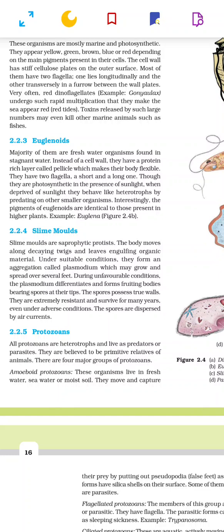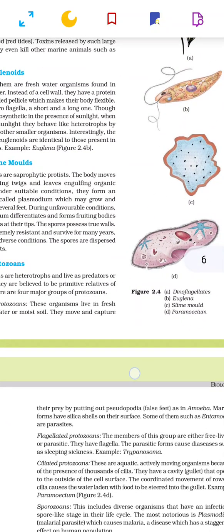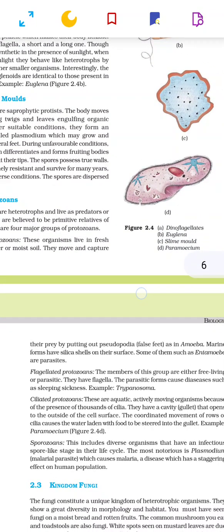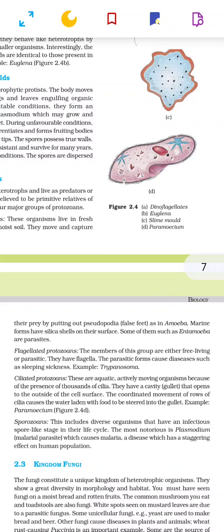2.2.5 Protozoans. All protozoans are heterotrophs and live as predators or parasites. They are believed to be primitive relatives of animals. There are four major groups of protozoans. Amoeboid protozoans. These organisms live in fresh water, seawater, and moist soil. They move and capture their prey by putting out pseudopodia, which are false feet, as in Amoeba. Marine forms have silica shells on their surface. Some of them, such as Entamoeba, are parasites.